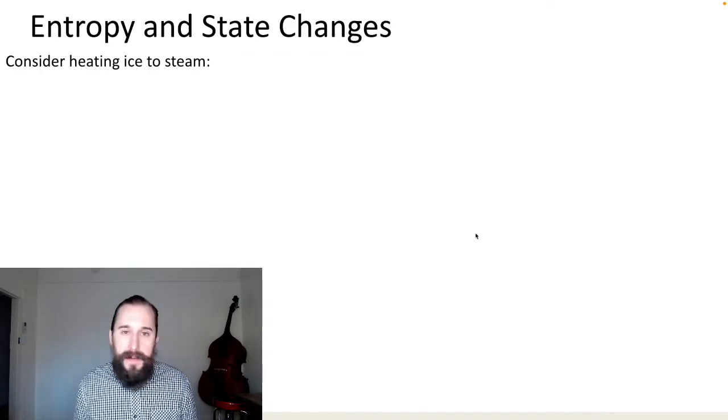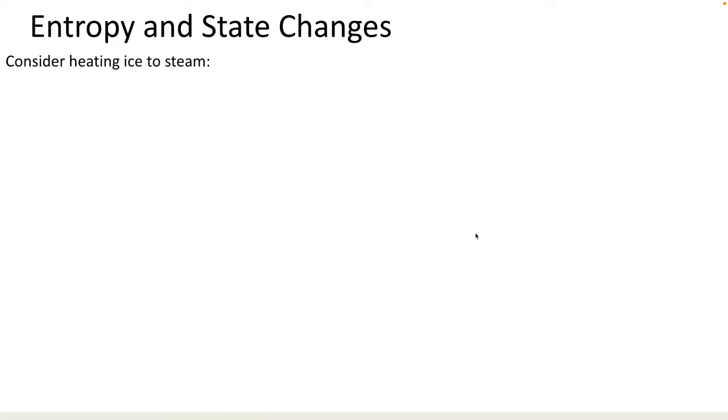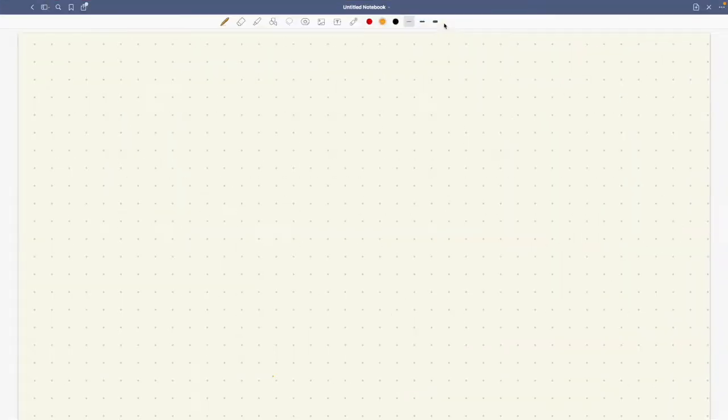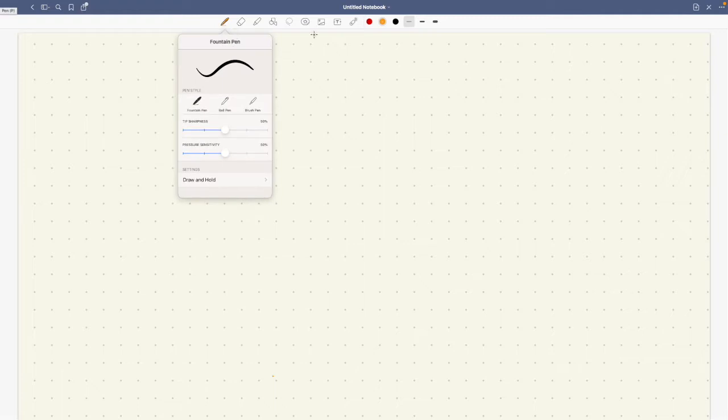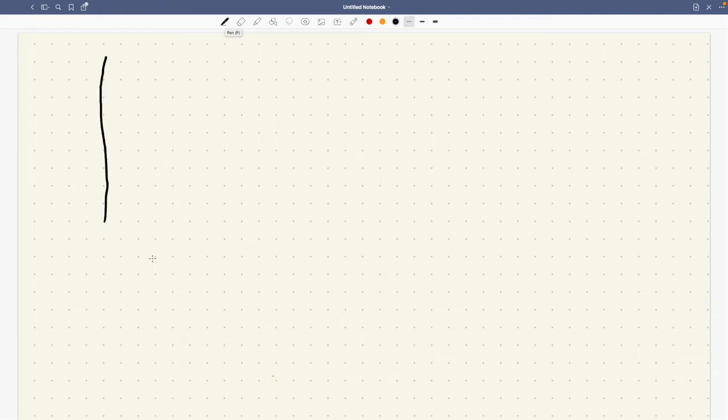Let's get into it. Let's look at some physical changes here. Let's begin with state changes. So consider heating ice to steam. Well, let's go back and think about what happens to temperature as we increase energy. If you recall, it's not a straight line.